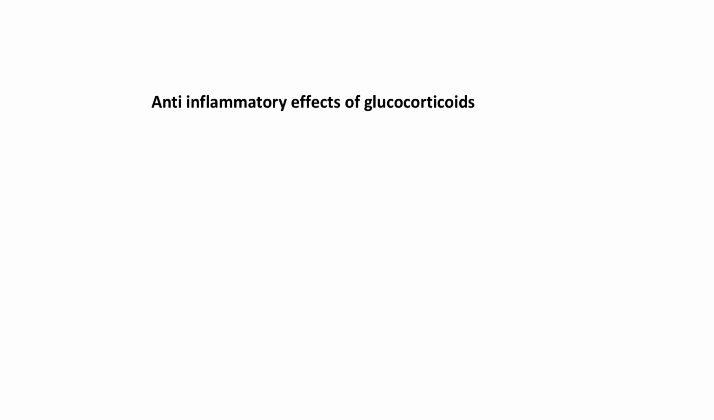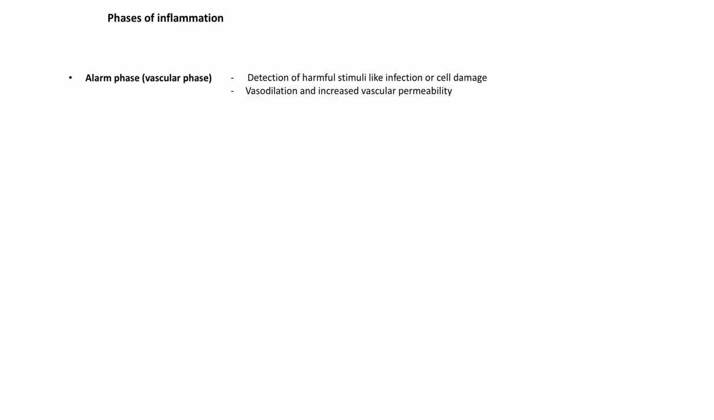Last time we discussed the mechanism of action of glucocorticoids, and now we'll discuss the anti-inflammatory effects of glucocorticoids on different aspects of inflammation. The first phase of inflammation is called the alarm phase or vascular phase. During this phase, the body detects pathogen molecules or signals of cell damage, and these signals then result in production of inflammatory mediators, and these mediators then result in vasodilation and increased vascular permeability.